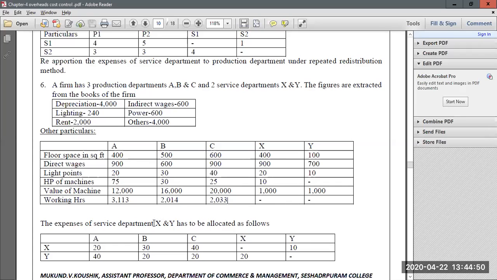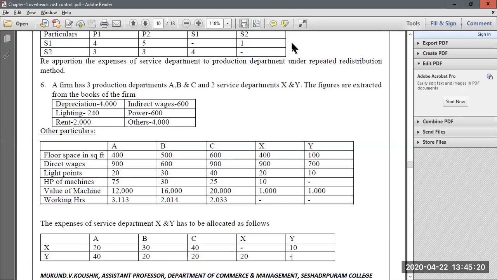Then they have given another table: the expenses of service departments X and Y have to be allocated as follows. That means for secondary distribution, we have to consider the following ratios. For service department X, we consider the ratio of 20, 30, 40, 10. If you simplify, it becomes 2 is to 3 is to 4 is to 1. Similarly for service department Y, it is 40, 20, 20, 20, which simplifies to 4 is to 2 is to 2 is to 2. Now this is about the question.